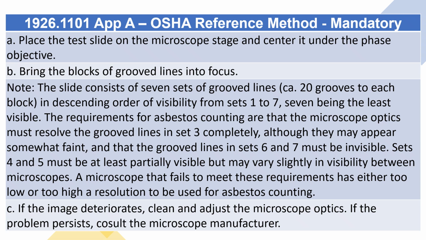The requirements for asbestos counting are that the microscope optics must resolve the groove lines in set 3 completely, although they may appear somewhat faint, and that the groove lines in sets 6 and 7 must be invisible. Sets 4 and 5 must be at least partially visible but may vary slightly in visibility between microscopes. A microscope that fails to meet these requirements has either too low or too high a resolution to be used for asbestos counting. C. If the image deteriorates, clean and adjust the microscope optics. If the problem persists, consult the microscope manufacturer.